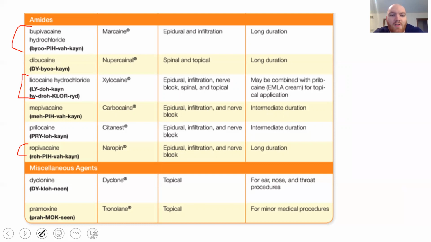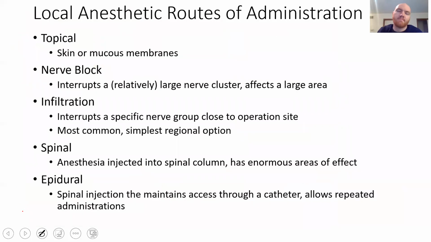And then for other agents, you have the dibucaine and the fluoxetine. The different types of local anesthetics. So there's topical, where you're treating either the skin or mucous membranes. Mucous membranes are really good at picking these up. So that's like your mouth, nose, throat, your ears, that kind of thing.